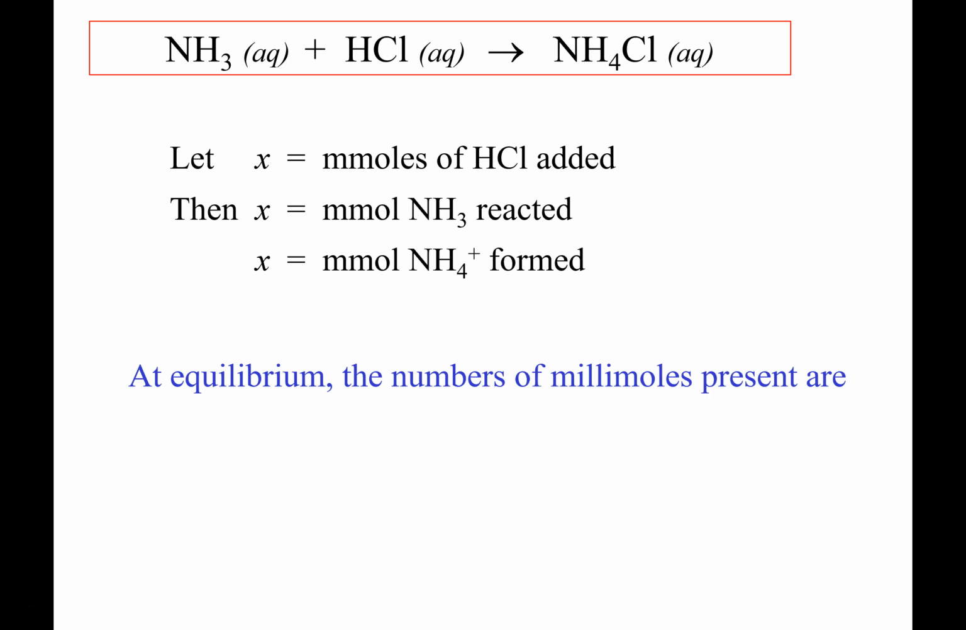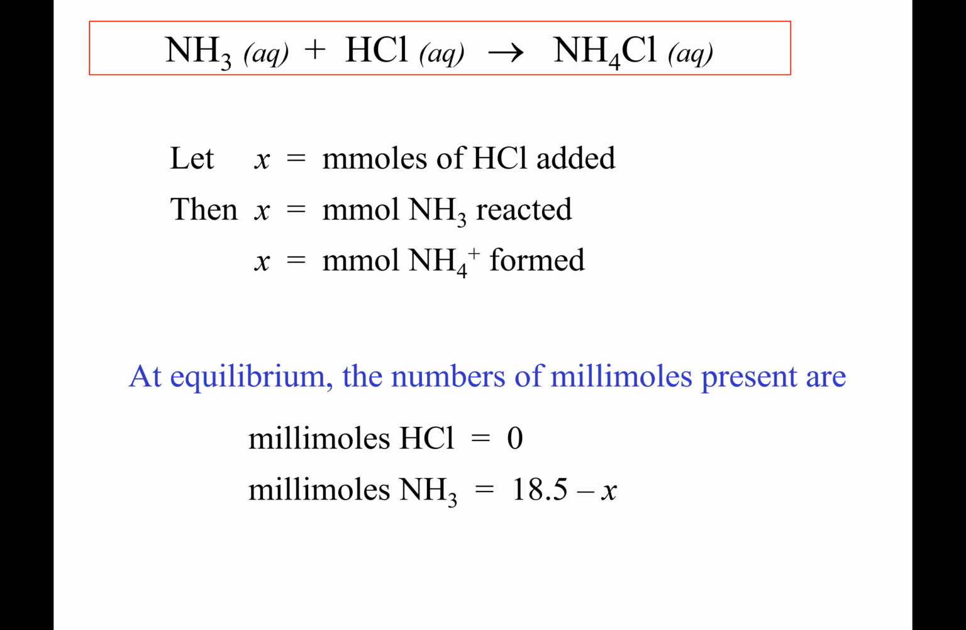So, seeing what that looks like when the dust finally settles, or at equilibrium, the millimoles of HCl, 0. Millimoles of NH3 you have left would be what we started with, 18.5 minus X, and the millimoles of NH4 formed would be X.